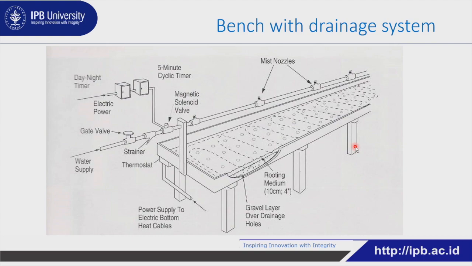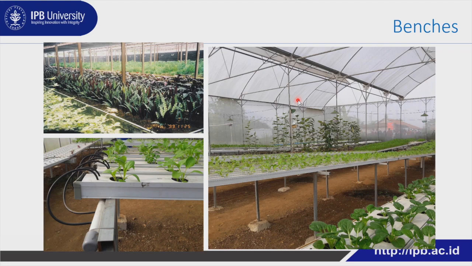And there are also some options to use a bench with a drainage system. In a big commercial nursery, they already use this. So it looks like a hydroponic system, but the difference is that the media sometimes contain soil as well. So they put the plant here and then they circulate the water, and sometimes they also put nutrients in the water. So it should be something like this.